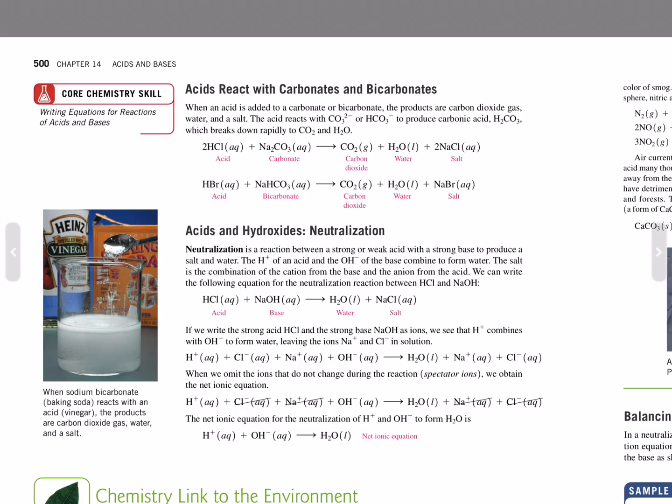Acids react with carbonates and bicarbonates. When an acid is added to a carbonate or a bicarbonate, the products are carbon dioxide gas, water, and a salt. The acid reacts with the carbonate or the bicarbonate to produce carbonic acid, H2CO3, which breaks down rapidly to carbon dioxide and water.